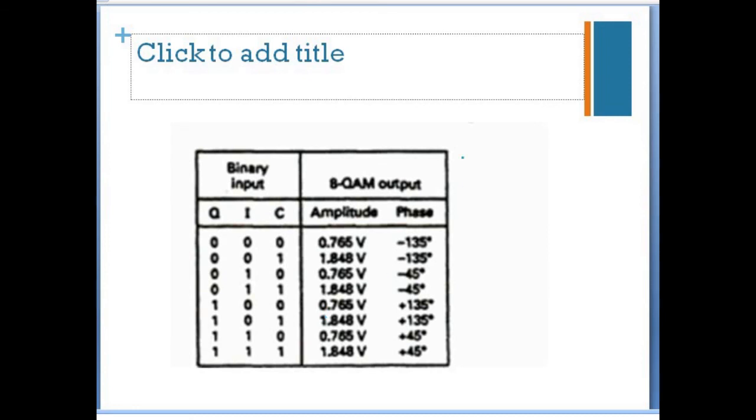This is the truth table of 8 QAM. We have the symbols QIC. For this QIC, we get the 8 QAM output. This is a phasor diagram and the constellation diagram. In this phasor diagram, it shows the phasors of the 8 possible changes, and this is a constellation diagram. It shows the relative positions of the peak of each and every possible output.